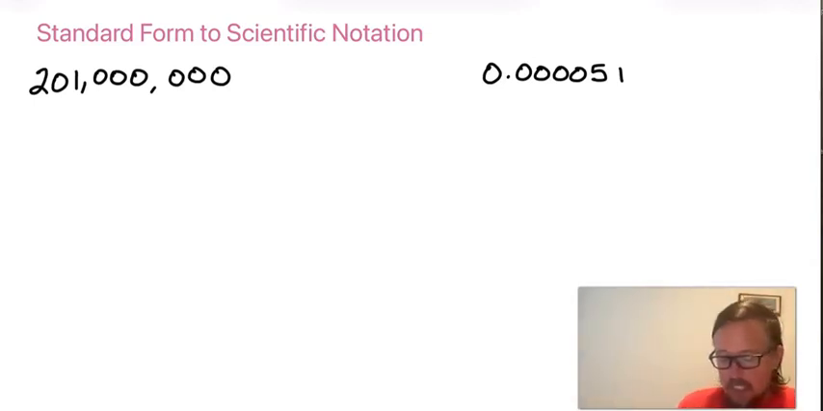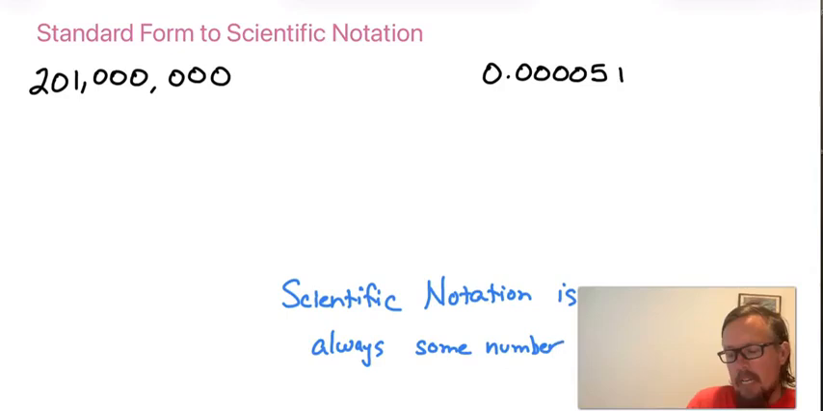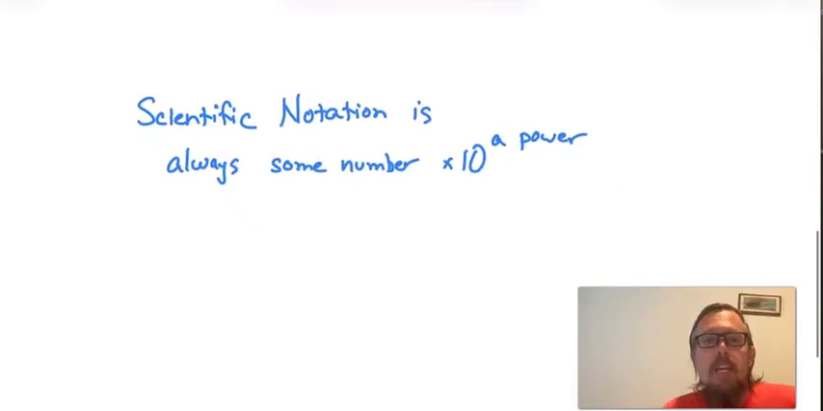One of the things you need to know about scientific notation is that it always has one thing in it. It always has some number times 10 to a power. Okay, it's always some number times 10 to a power.